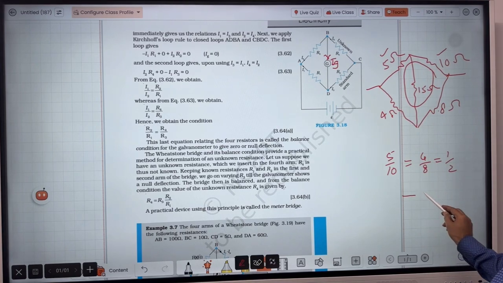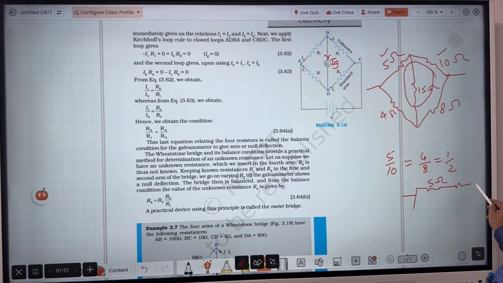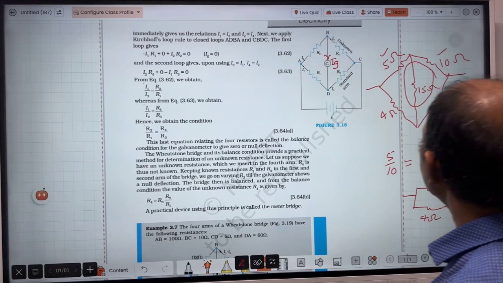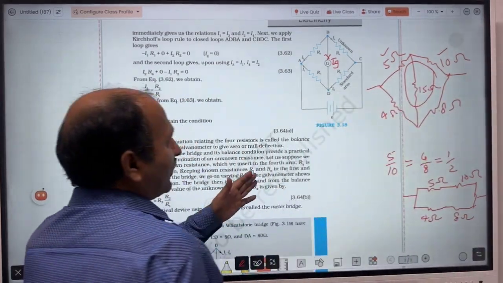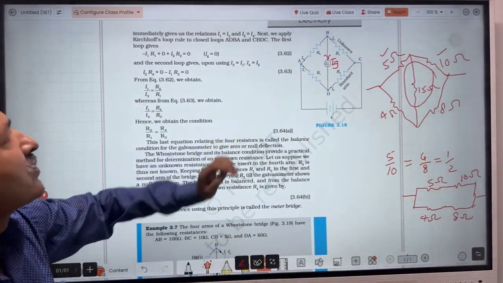So you will be left with 5 ohm, then 10 ohm, and here 4 ohm and here 8 ohm. Now you can easily evaluate the equivalent resistance. These two are in series, these two are in series. First you will evaluate that, and after that you will say that these two are in parallel and the equivalent resistance can be found. For that purpose we study this Wheatstone bridge.